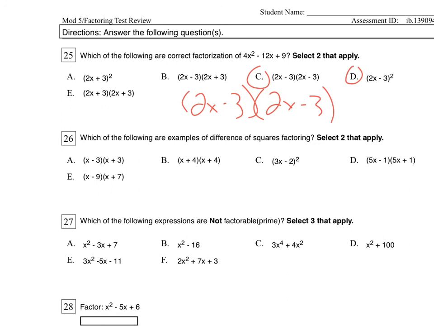26, which of the following are examples of difference of squares factoring? So difference of squares, remember we get x and 3, x and 3, our terms are the same. The only difference is we have different signs. So A has same terms, different signs. B has same terms, but same signs. C would have the same terms, but same signs again. If we write that out, we look at D. Same terms, but different signs now. One's negative, one is positive, so that one works there.